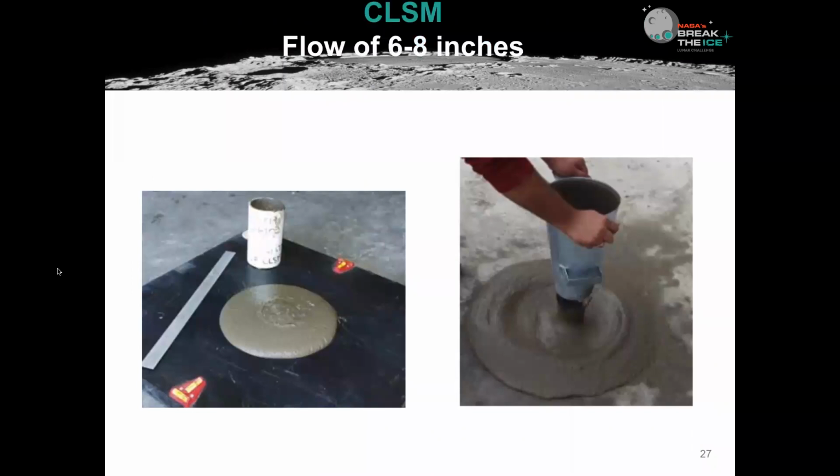So one of the key attributes of CLSM is its flow. It's a simple cone cylinder flow or inverted cone test. You place the CLSM into the cone and you pick it up, and the spread has to be between 6 and 8 inches. If it is less, it's obviously not that flowable. If it is more, it's probably going to segregate a little bit more and maybe not be sufficiently consistent in the sense that it can get you that consistency after it hardens. Next slide.